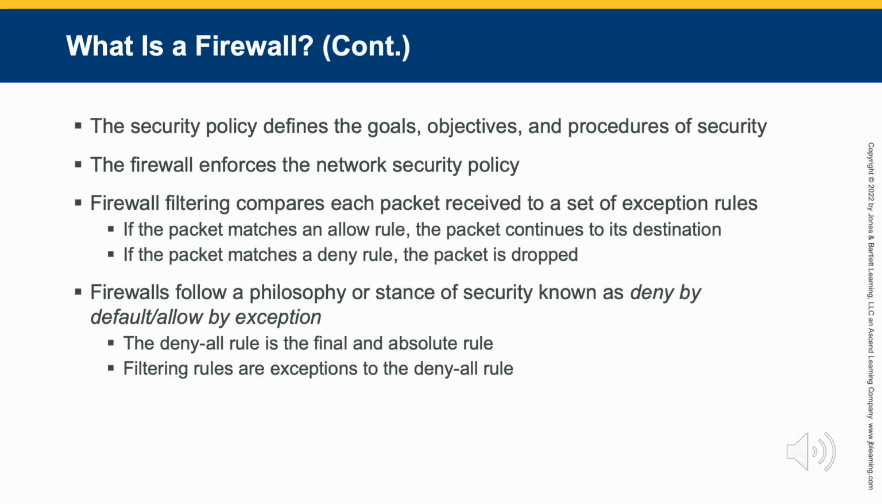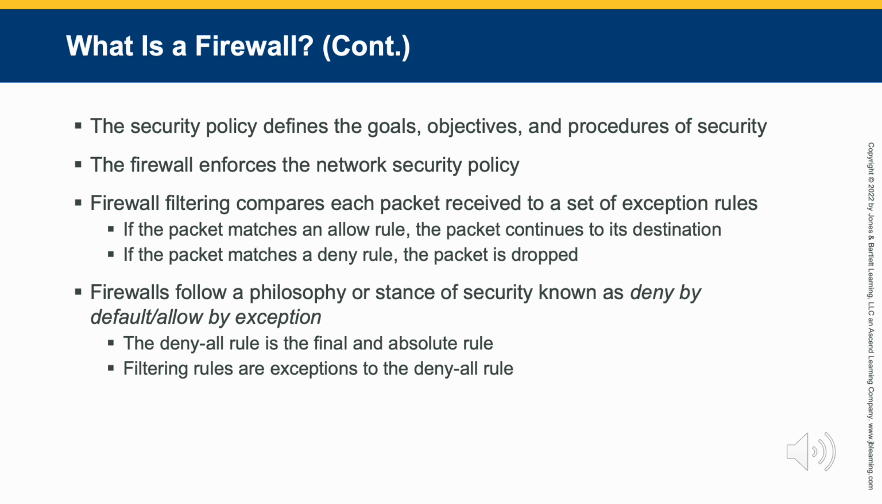The security policy defines the goals, objectives, and procedures of security. The firewall enforces the network security policy. Firewall filtering compares each packet received to a set of exception rules. If the packet matches an allow rule, the packet continues to its destination. If the packet matches a deny rule, the packet is dropped.